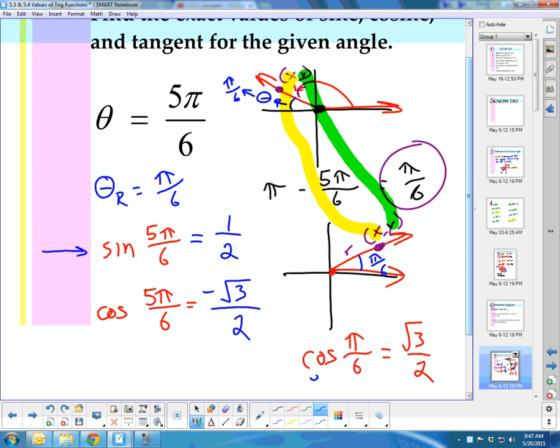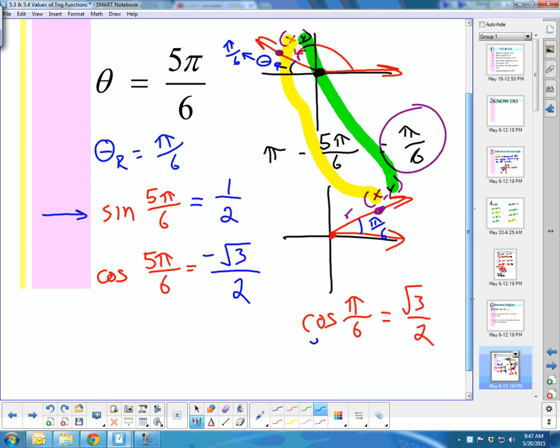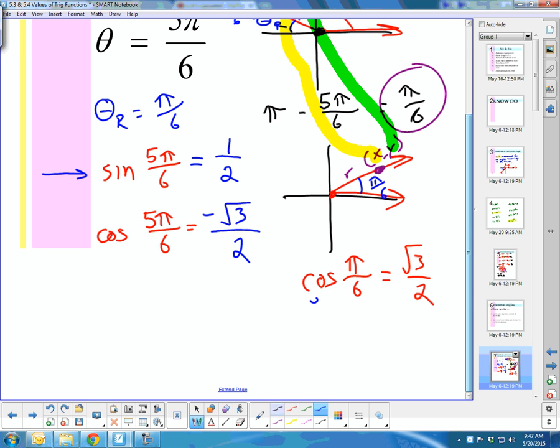So if we put it together, to be successful with these tasks, you need to be able to do the following. You need to be able to find a reference angle. You need to know and be able to use your, I'm going to call them here, the x, y, r.